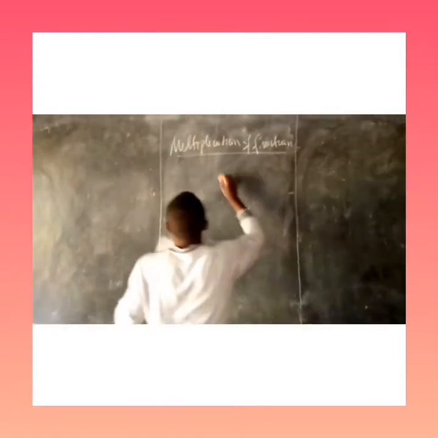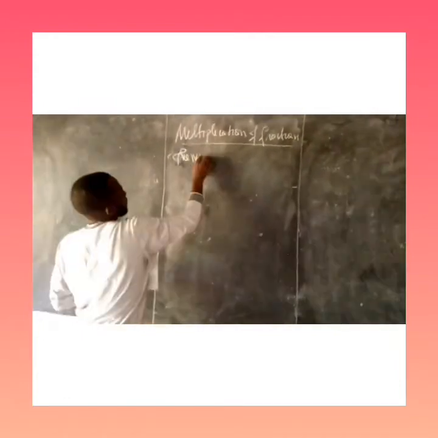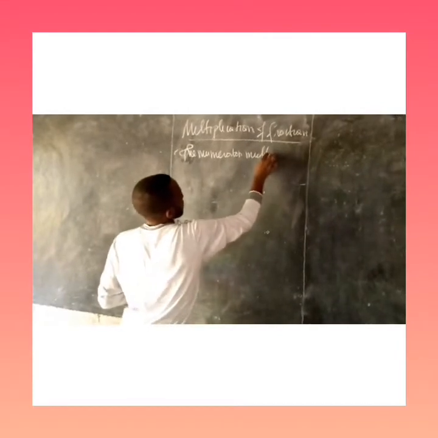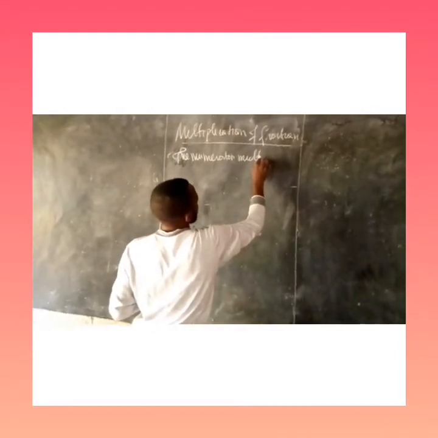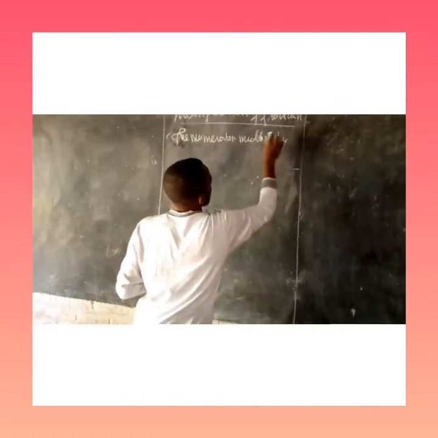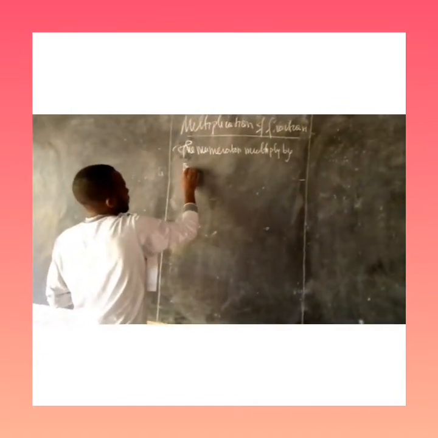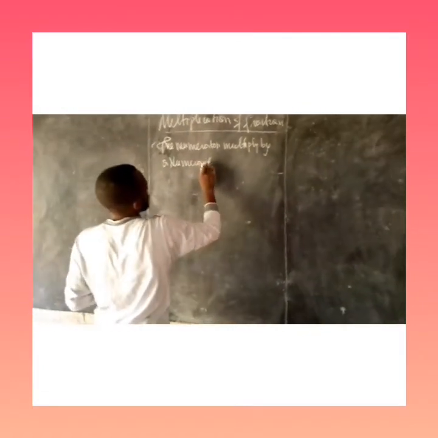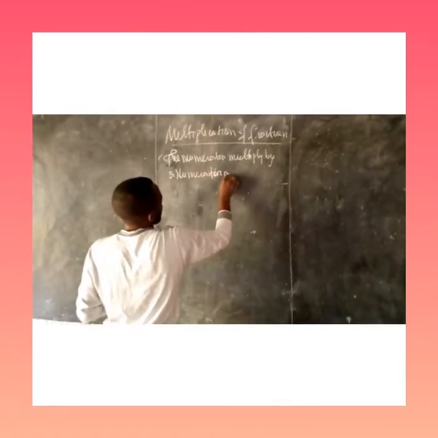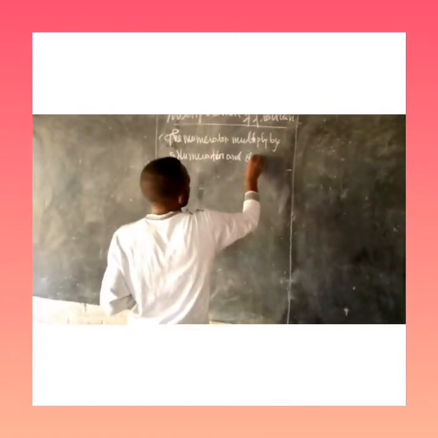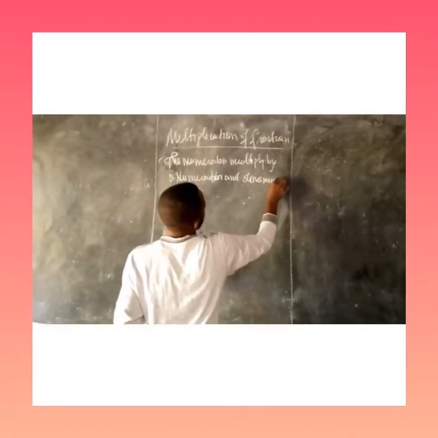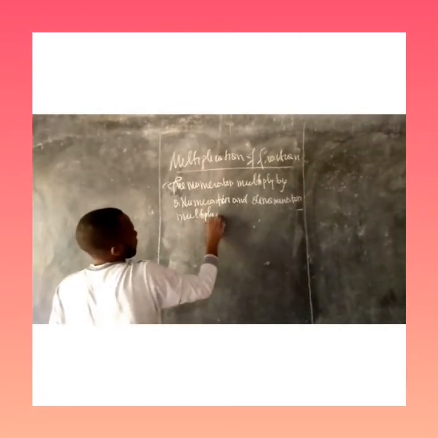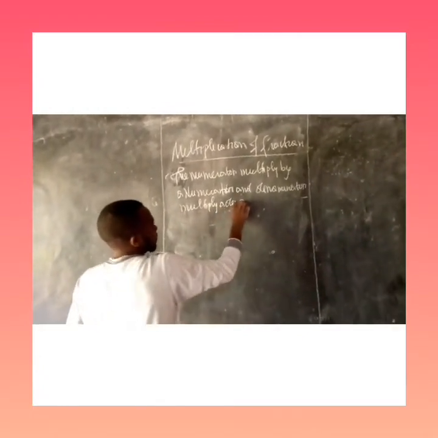of fractions. So now, to find the multiplication of fractions, the numerator multiplied by a numerator and the denominator multiplied by a denominator.